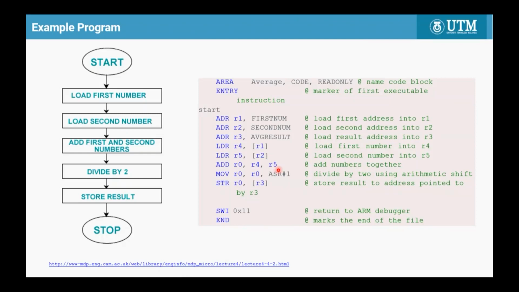Then store it. Where are you going to store it? You're going to store it at this location here, average result. So these are the instructions. This is a program to add two numbers, divide, and put the result at this address, average result.